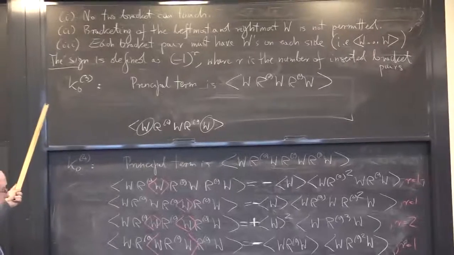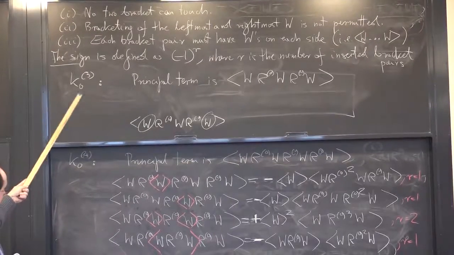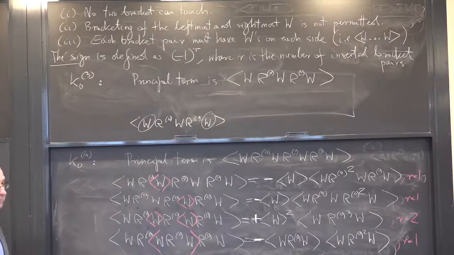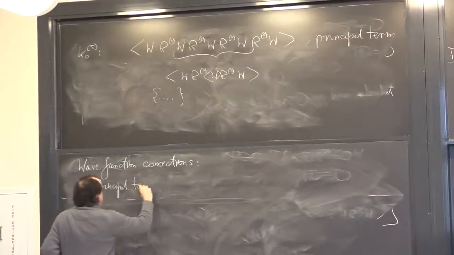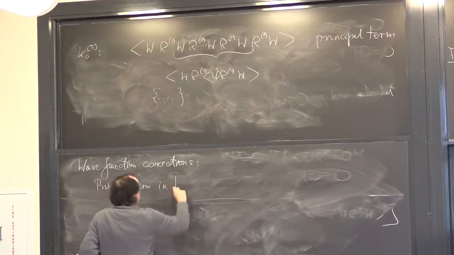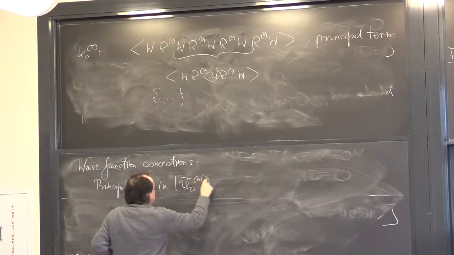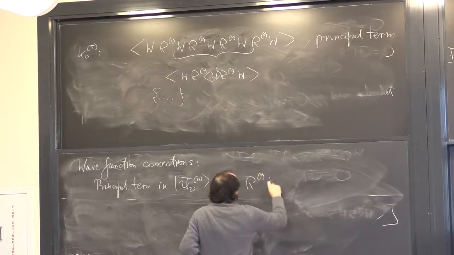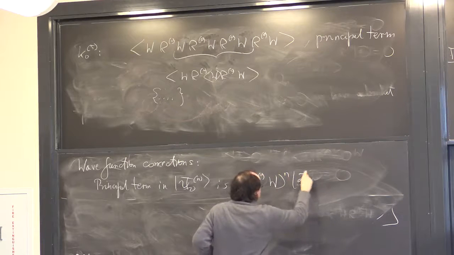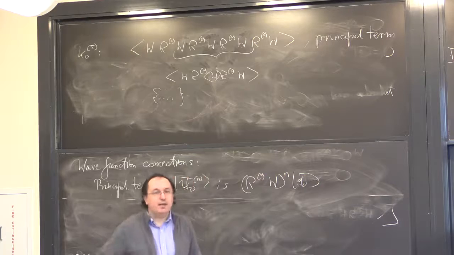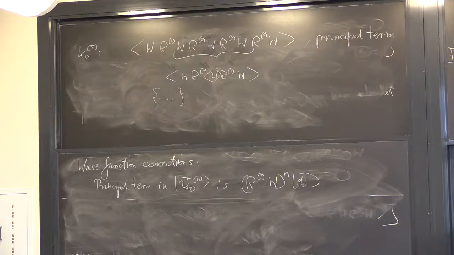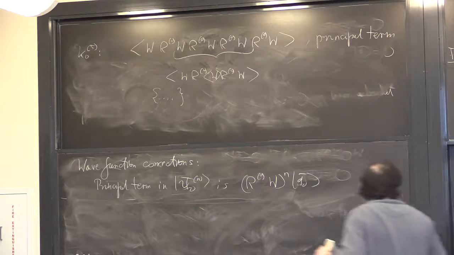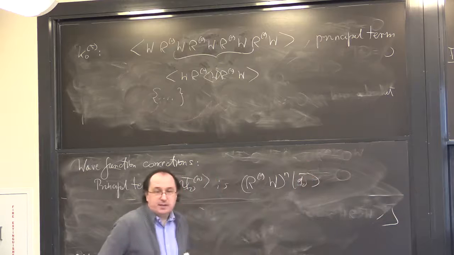Now, the second rule has to be modified, because it says the bracketing of the leftmost and rightmost is not permitted. Well, we don't have a leftmost. In the wave function, the principal term in nth order in general is R0 W to the n V0. So there is no leftmost W, but you still cannot bracket the rightmost W. You just have to modify rule 2 a little bit, and then rule 3 applies as well.